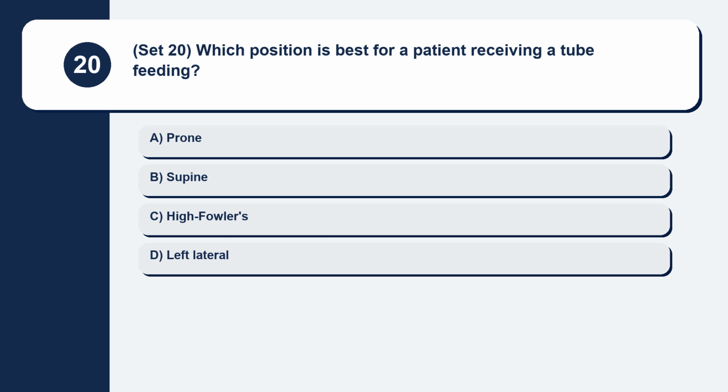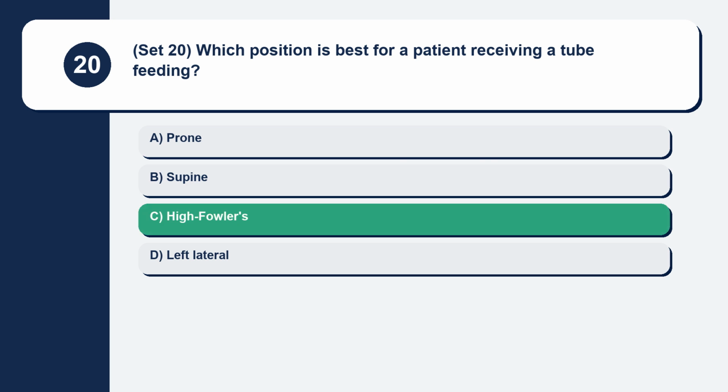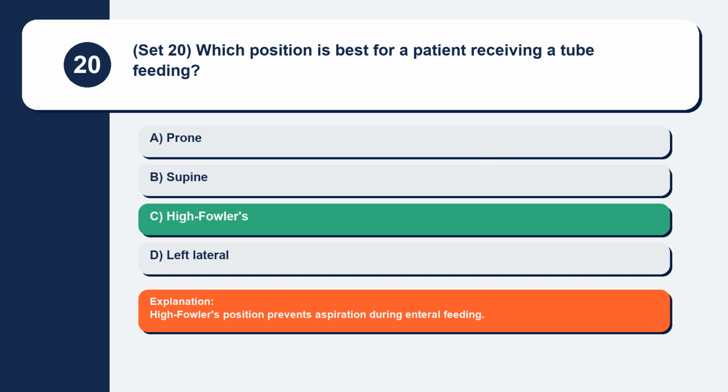Question 20. Set 20. Which position is best for a patient receiving a tube feeding? Prone, supine, high Fowler's, left lateral. High Fowler's position prevents aspiration during enteral feeding.